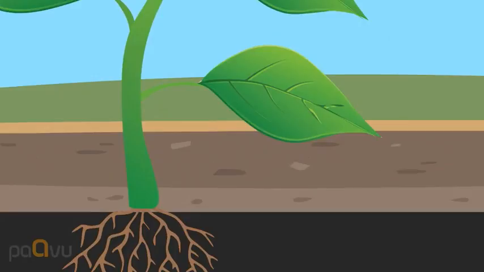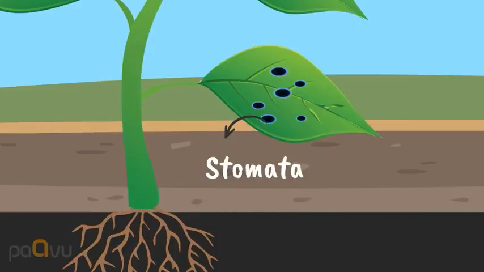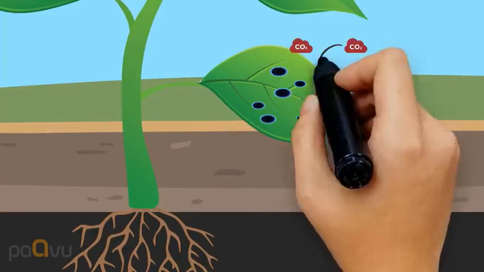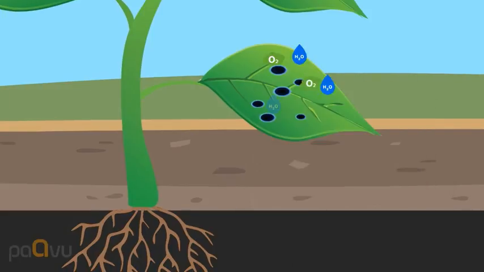The leaves also have very small openings called stomata, which are not visible to the naked eye. Stomata absorb carbon dioxide from the air and release water and oxygen. This is where the gas exchange in plants takes place.